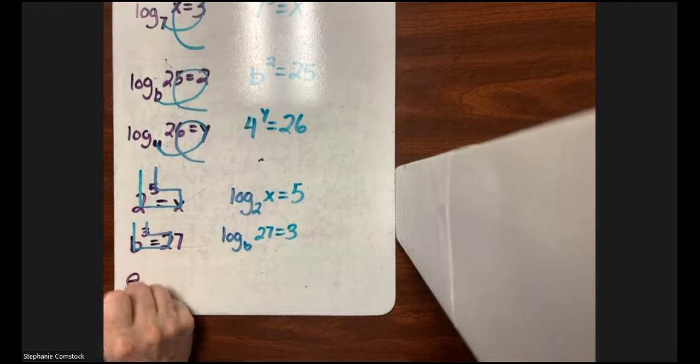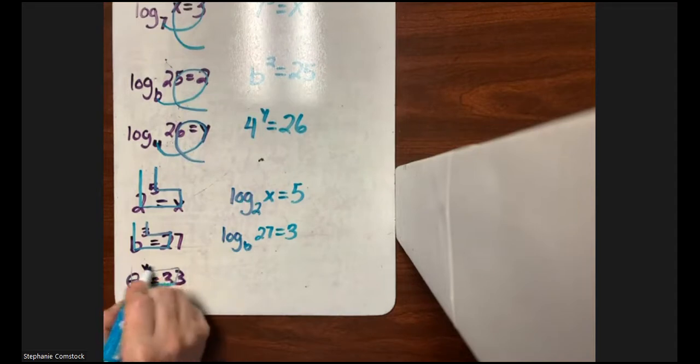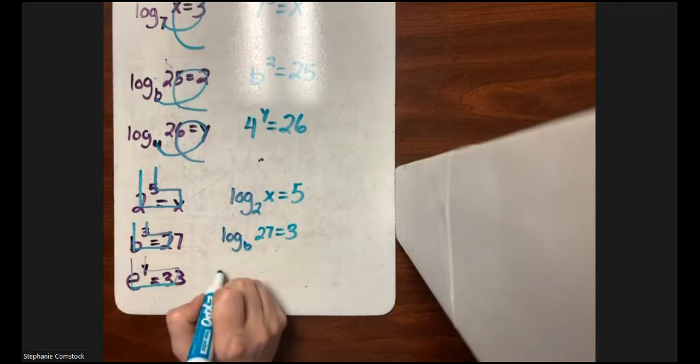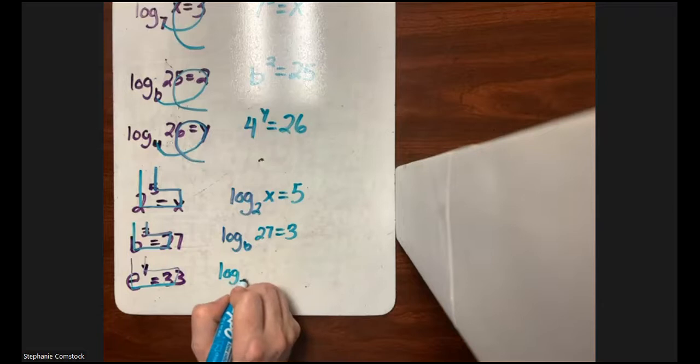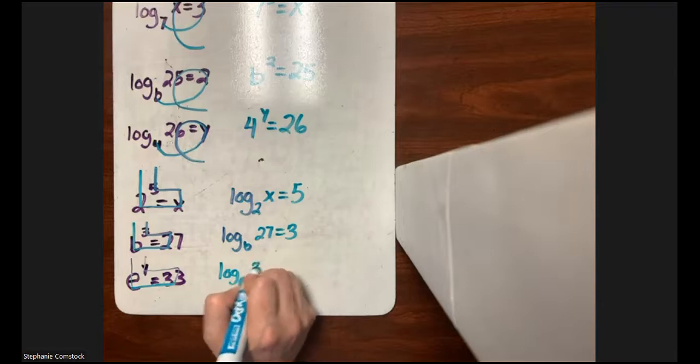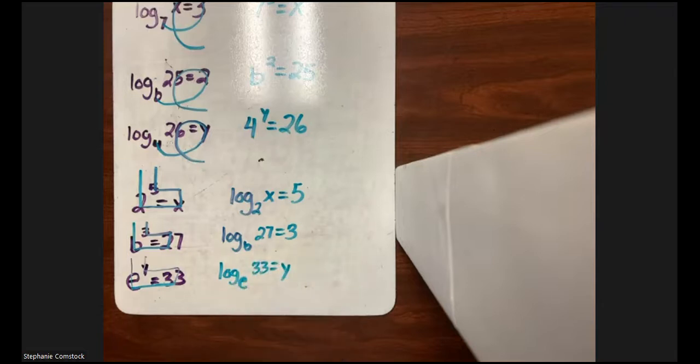And then we've got one more, e to the y equals 33. So here we go, my L shape. So I've got log base e of 33 equals y. Now, this log base e is not the traditional way that this is written, but for right now, because all we're doing is converting, we're going to leave it. We'll talk more on this here in just a bit.